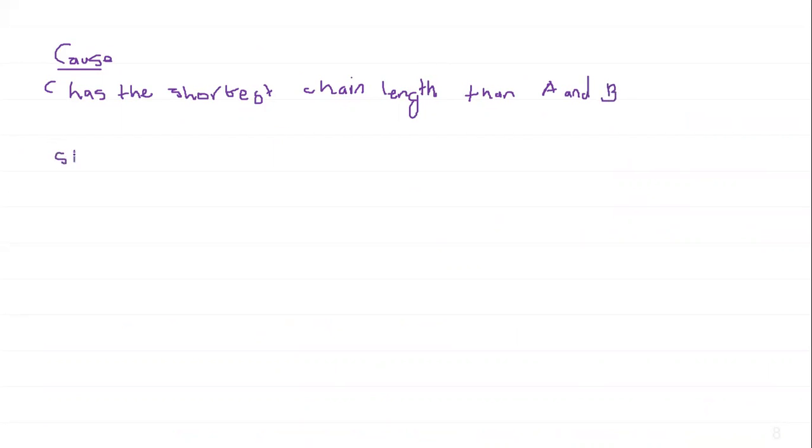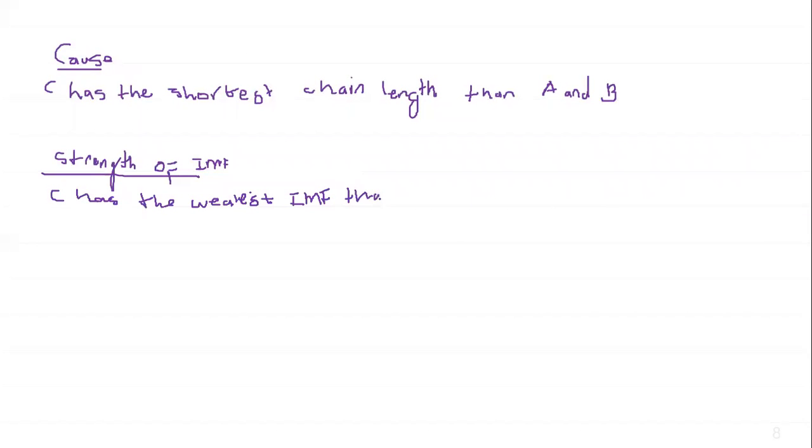Then we need to talk about the strength of intermolecular forces. Remember, you are not going to write IMF. So if C has the shortest chain length, we know the shorter the chain length, the weaker the intermolecular forces. So in other words, C has the weakest intermolecular forces. You will write it in full: it has the weakest intermolecular forces than A and B.